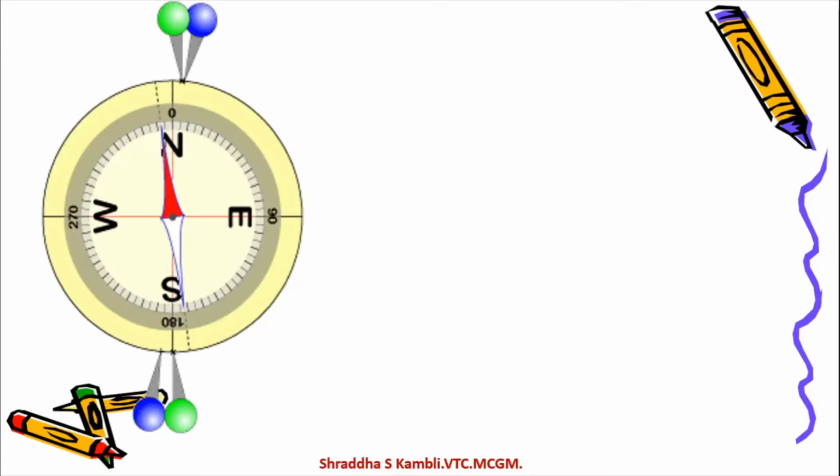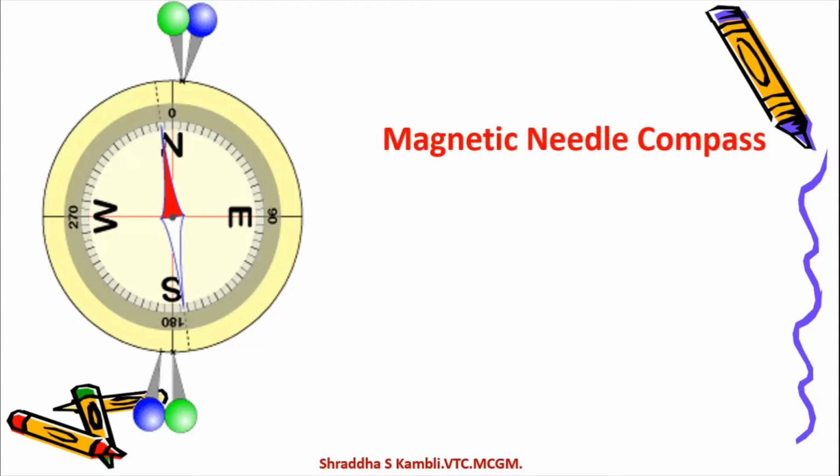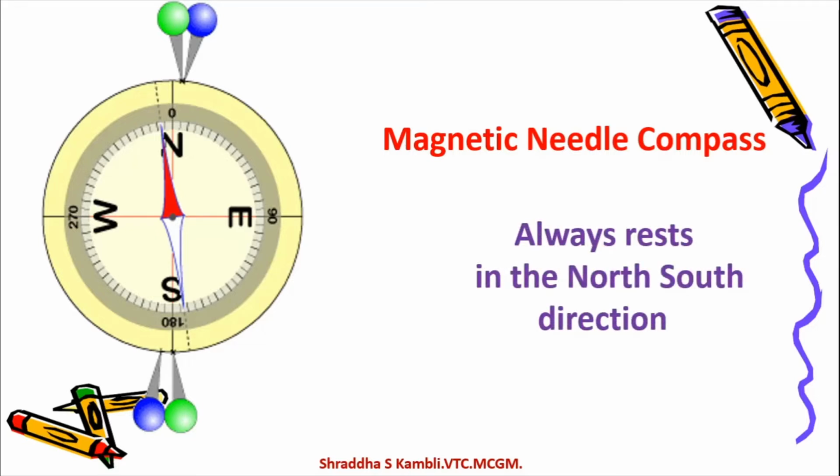But before that, I showed you this particular picture. You remember what this was called? Yes, try and recall. Yes, this is called the magnetic needle compass. And what does the magnetic needle compass do? The magnetic needle compass always rests in the north-south direction. So when it shows you the north-south direction, you automatically come to know which is the east and which is the west. So this is the magnetic needle compass. We had talked about this also. So when you talk about directions, it is very important to know how you locate or how you try to arrive at the direction.